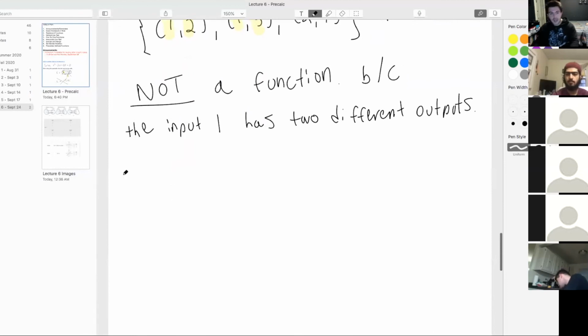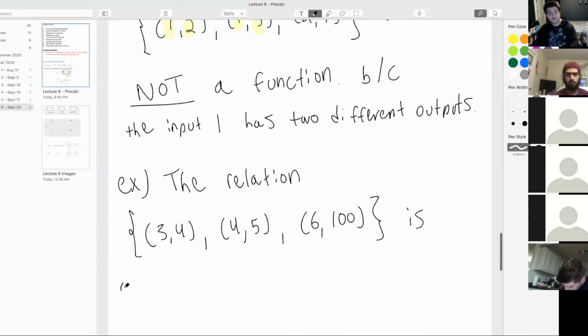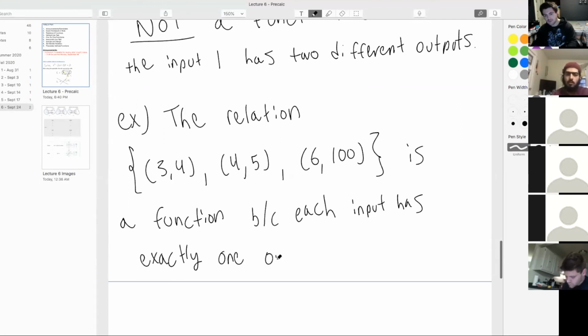All right, how about this one? Okay, the relation 3 comma 4, 4 comma 5, and 6 comma 100. This is a function. This is a function, because each input has exactly one output.